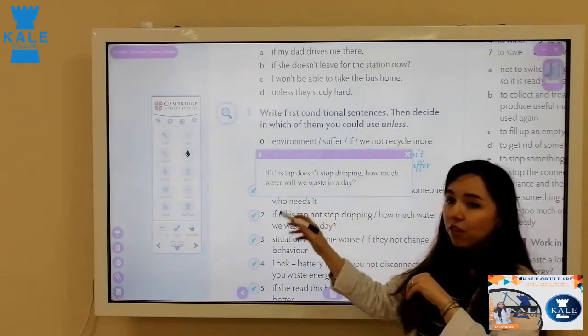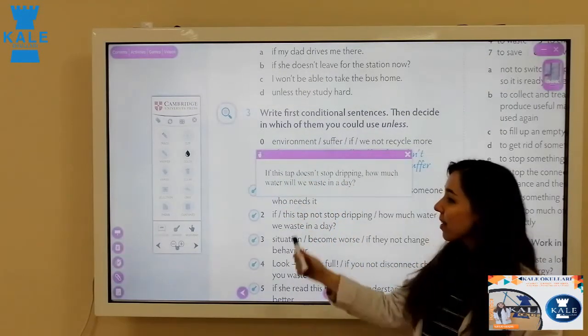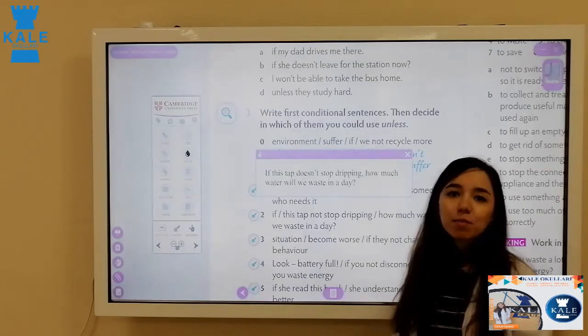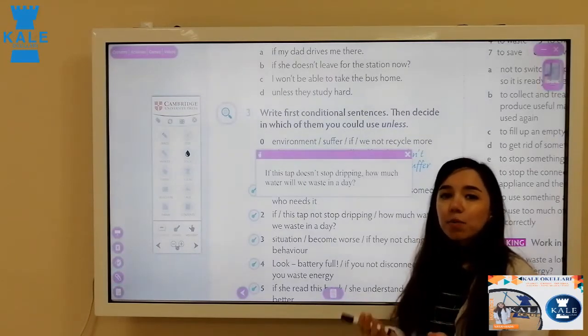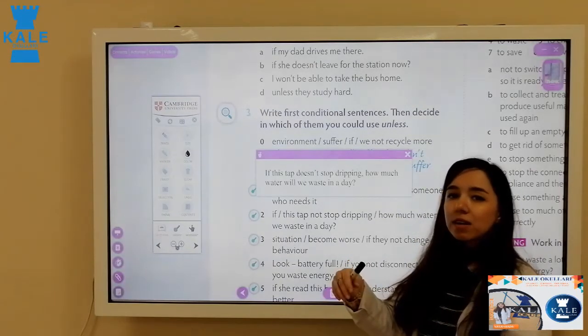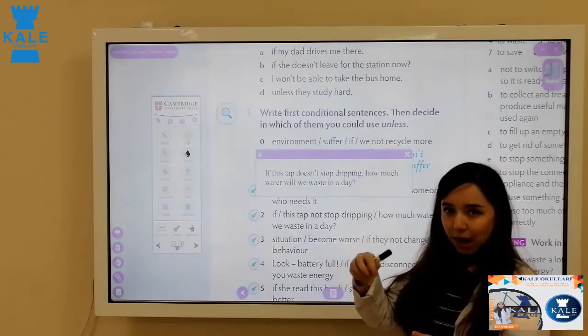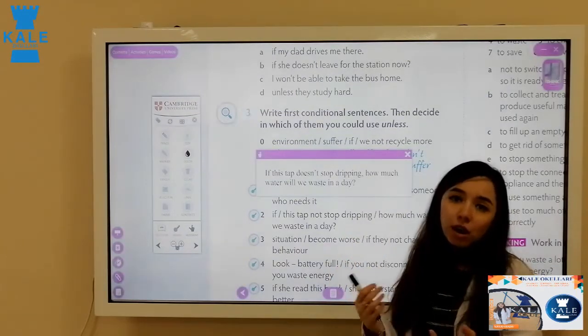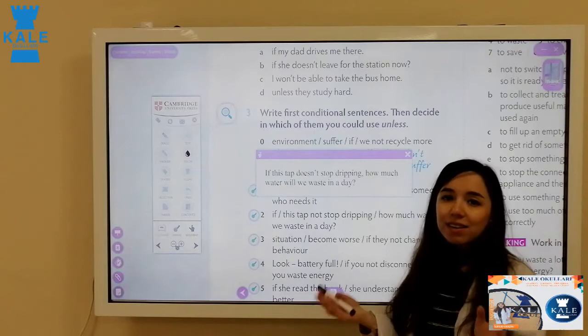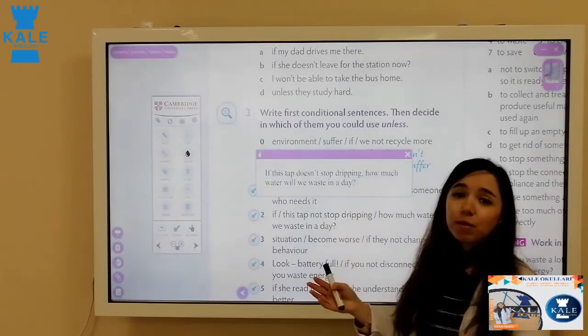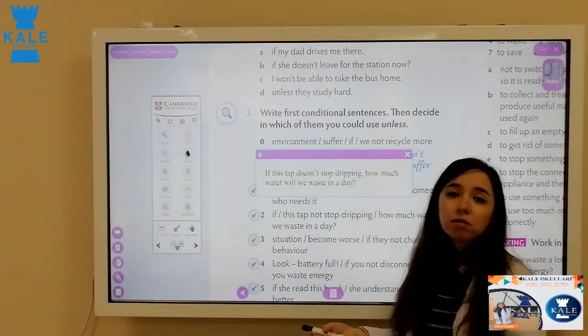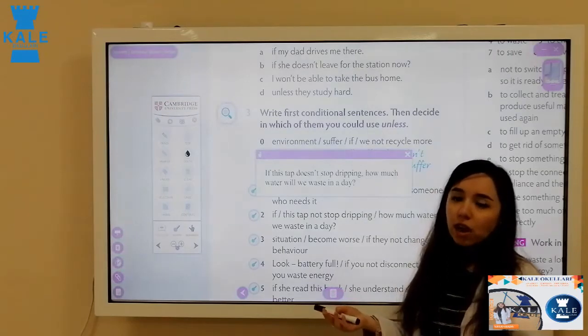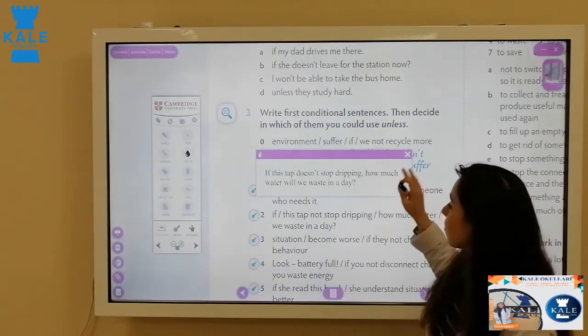So first, it's the if conditional, start with if, yes, and present simple, because it's something possible, yes? We are talking about a possible thing. When water is dripping from the tap, for example, we are going to waste the water, yes? It's not an impossible action. It's a possible action. So we are going to write the first conditional. We don't need to write the second one.